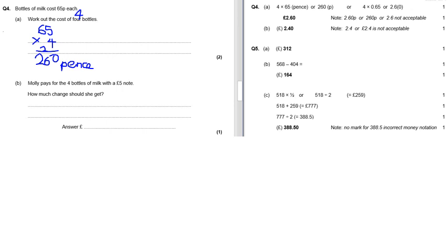Okay. And you can see here, you'd expect to change that into pounds and pence. So you get 1 mark for your working out, and then 1 mark for changing it into pounds and pence. If you had the incorrect pound notation, money notation, you wouldn't get that mark.